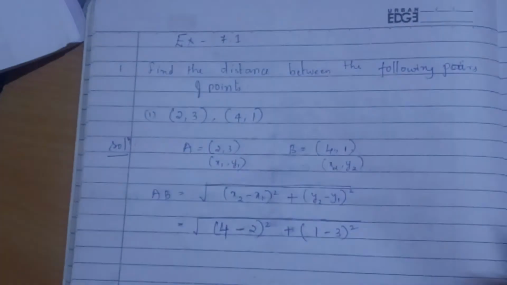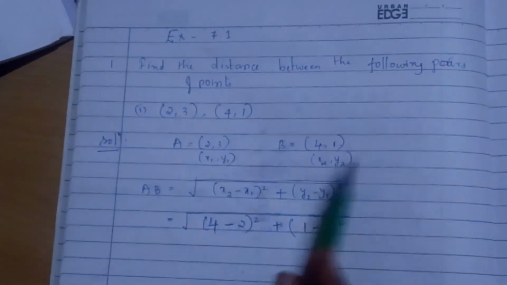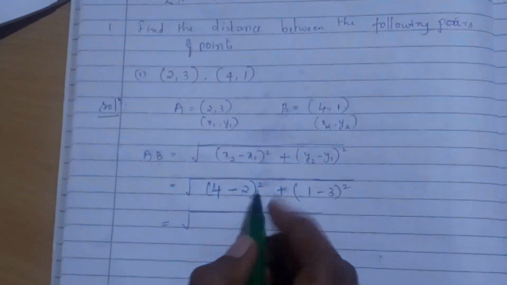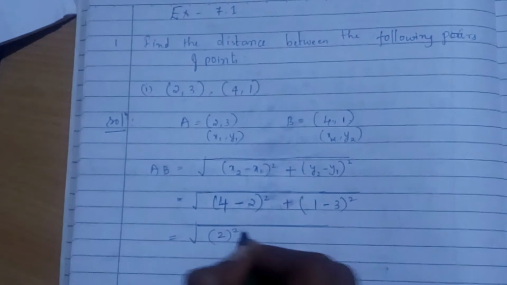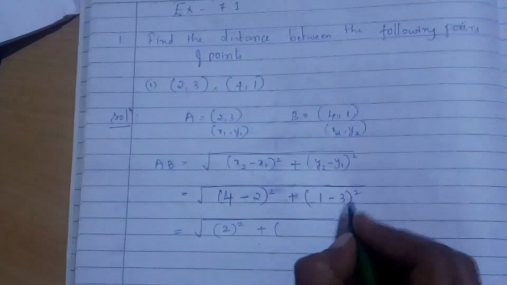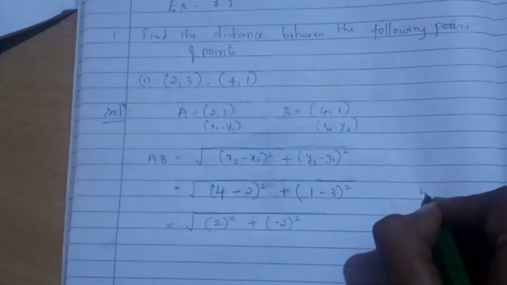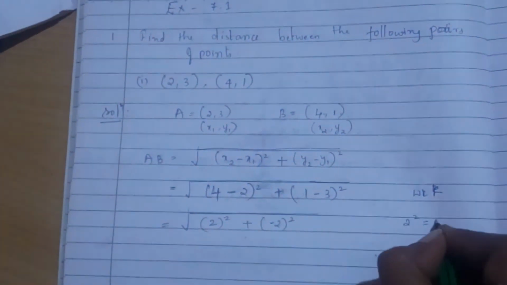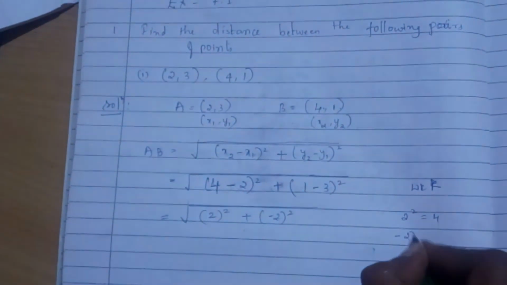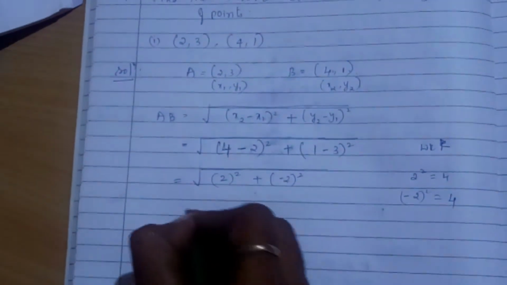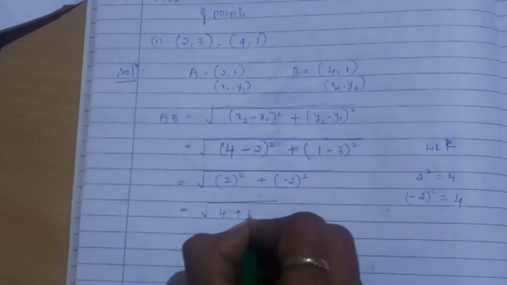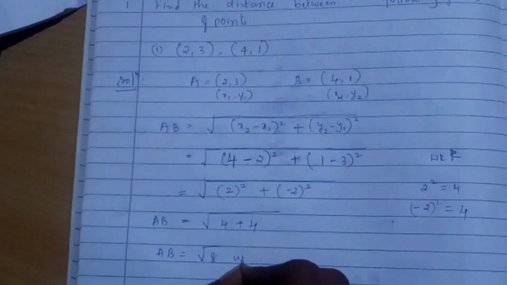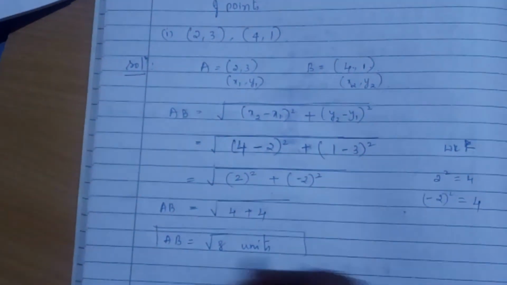Just substitute the given values in the formula and simplify, and you will get the answer. 4 minus 2 means 2 whole square plus 1 minus 3 means minus 2 whole square. We know that squaring numbers, 2 square equals 4, and even if we square a negative number we get 4. That is 4 plus 4. AB is equal to root 8 units. Okay, thank you.